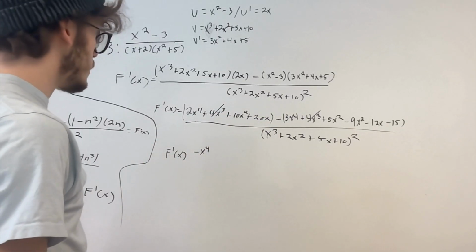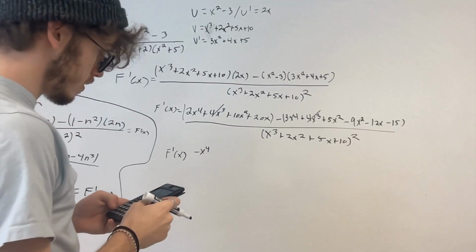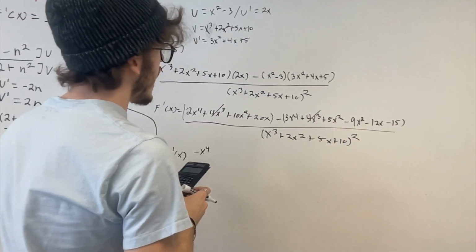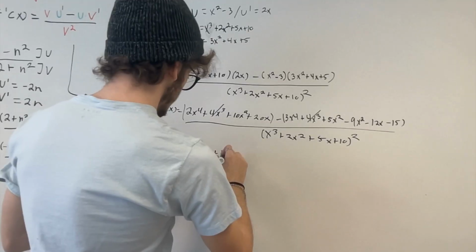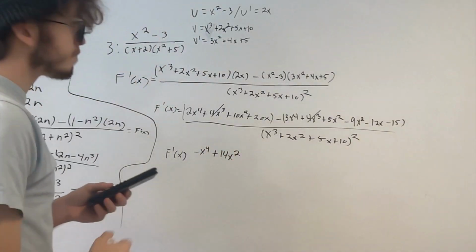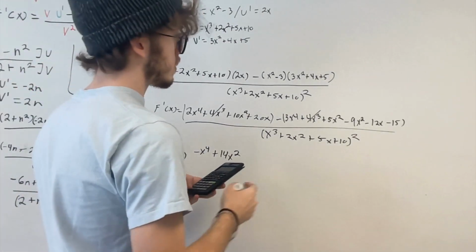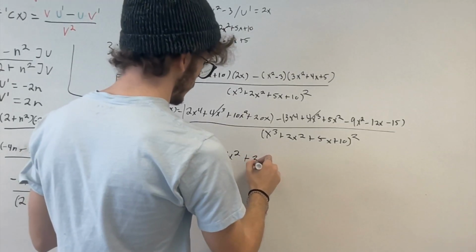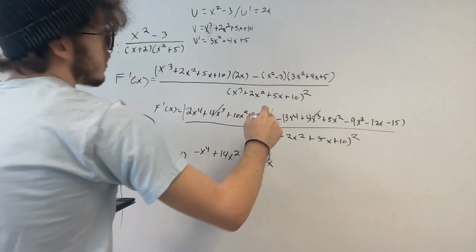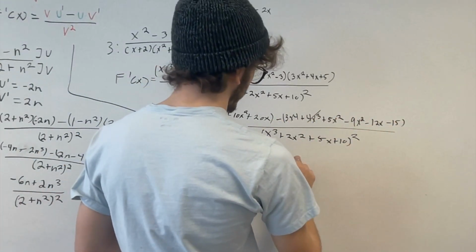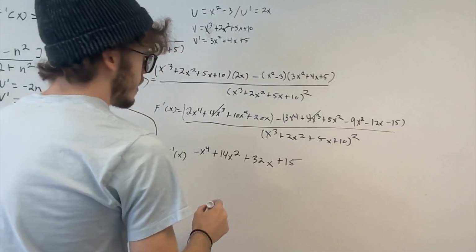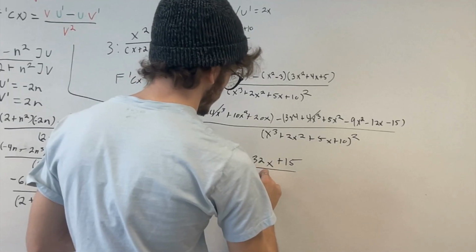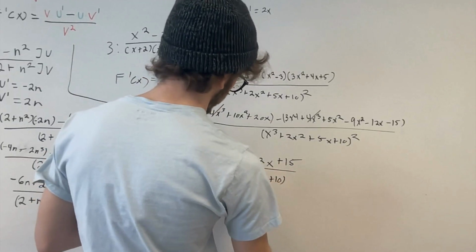For our x squareds, on this side we have 10. We have 10. We subtract by 5 here. We add by 9 here. Add by 9 there. We get 14x squared. Now for our x terms, we have 20x minus 12x, so that's adding 12, so we have plus 32x. We're subtracting by a negative 15, so we're adding 15 in reality. And then this is all over x to the third plus 2x squared plus 5x plus 10, squared.